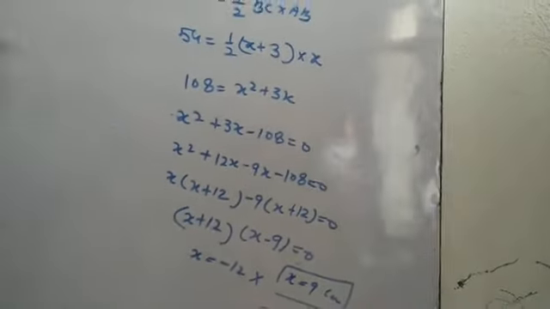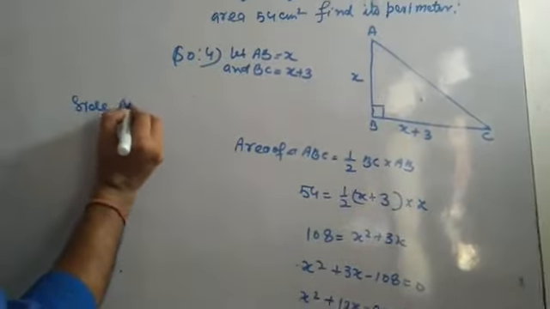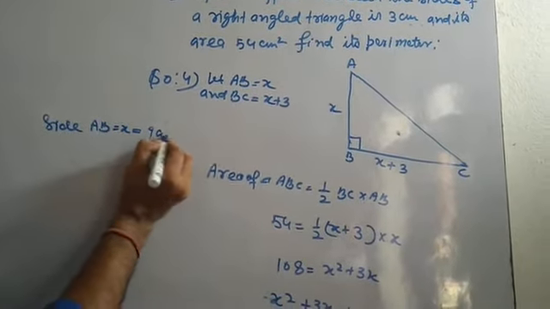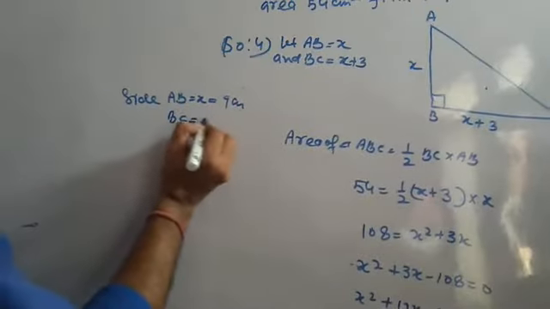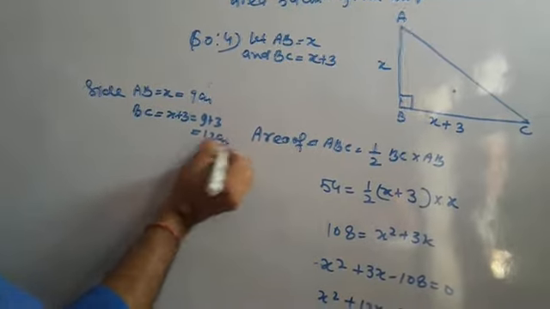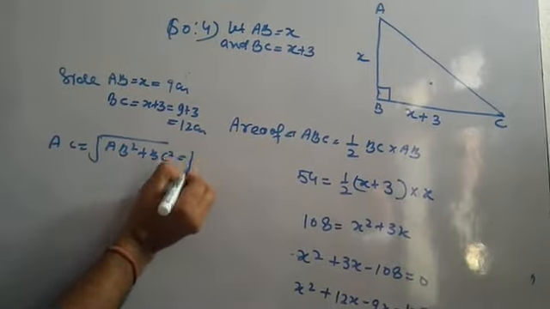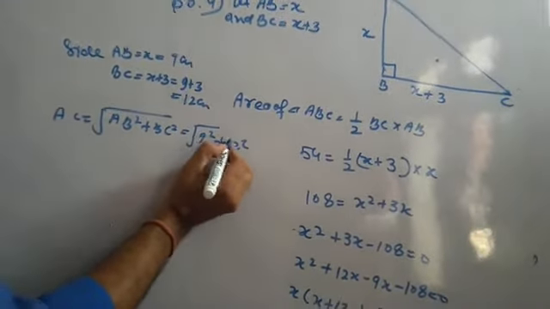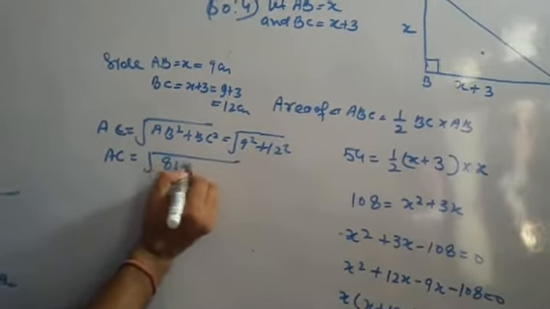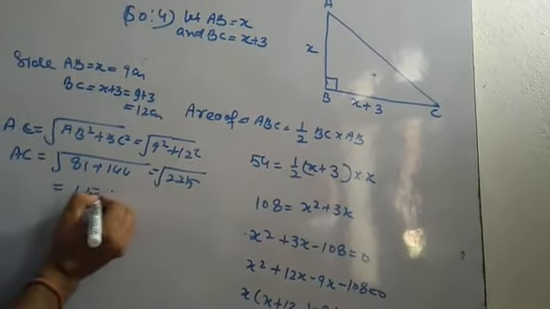Now after that, side AB equal to x equal to 9 centimeter. BC equal to x plus 3, 9 plus 3, 12 centimeter. AC equal to root of AB square plus BC square, 9 square plus 12 square. This AC equal to root of 81 plus 144, that is 225, that is 15 centimeter.